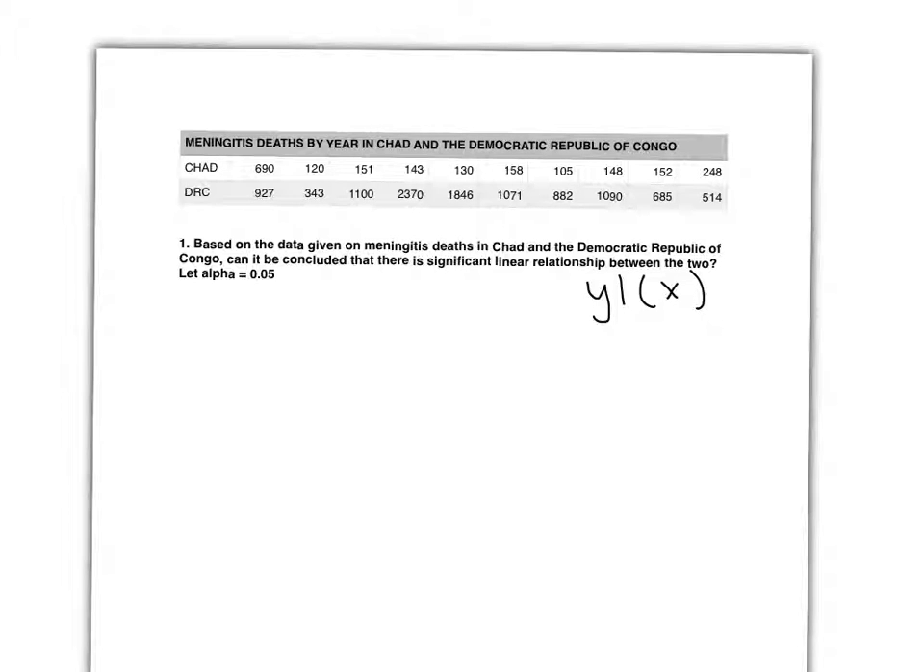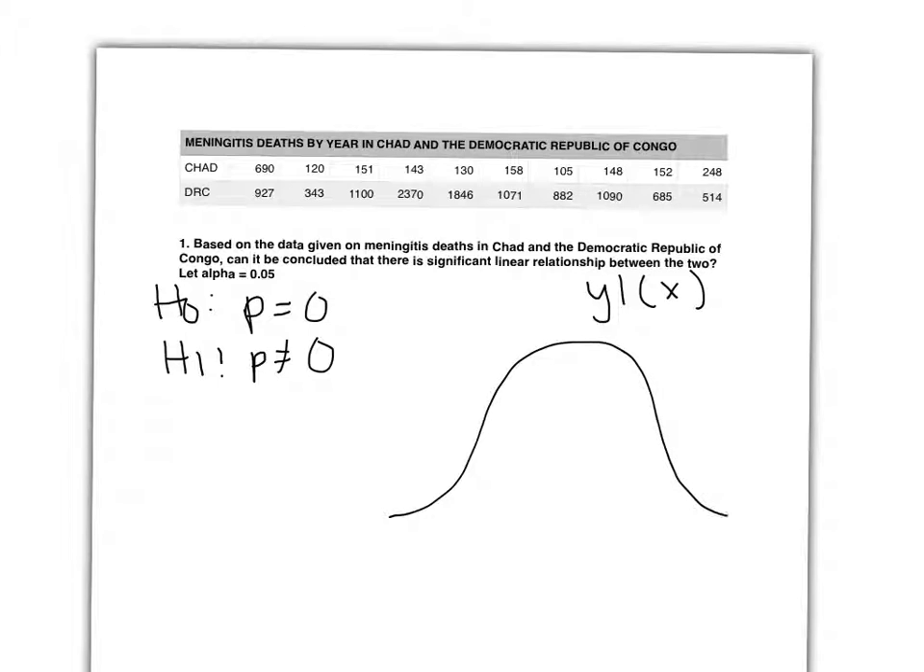So with this hypothesis test, since you're just trying to prove that there is a relationship between the two, it is a two-tailed test, which means that H0 is rho equals 0, and then H1 is rho does not equal 0. So for this, we can draw a bell curve, and since alpha is 0.05, there's going to be 0.025 for the area in each of the tails, and then 0.95.